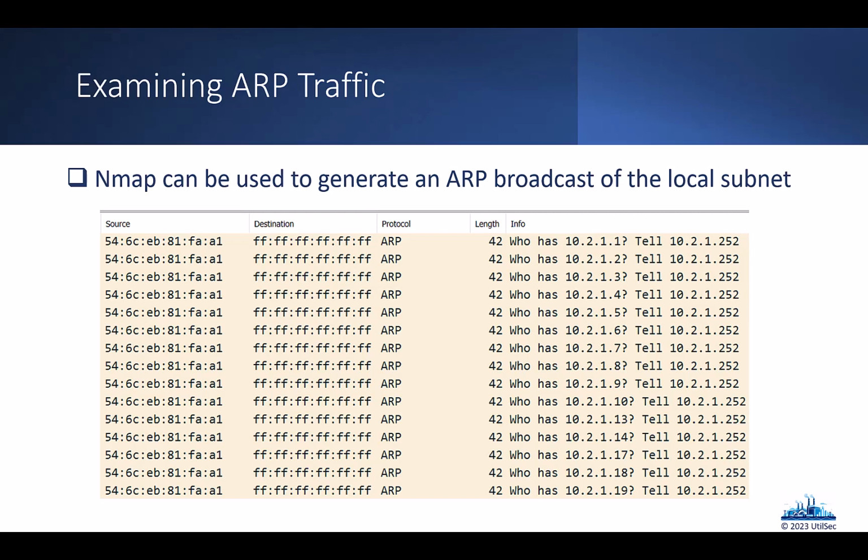And you can see here that this host is on the 10.2.1 network because it's saying, hey, 10.2.1.1, if you're out there, tell me. 10.2.1.2, if you're out there, tell me. 10.2.1.3, if you're out there, tell me. And you get the idea. And in this case, we can also see, because of the Wireshark capture and how it presents the information, that I'm running Nmap from a laptop in the control system environment, and you can see that my IP address is 10.2.1.252. We're saying, hey, if you're out there, tell me at this address, 10.2.1.252.